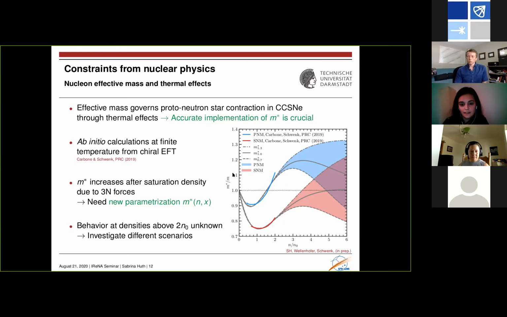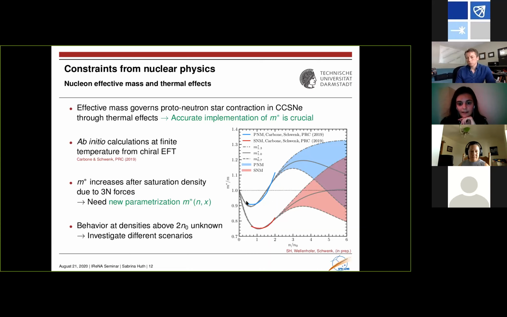And you can see this here, a plot for the effective mass as a function of density. This blue line here is their result for pure neutron matter, and the red line here is the result for symmetric nuclear matter. And chiral EFT is only valid up to roughly one or two times saturation density. This is why the results stop here.